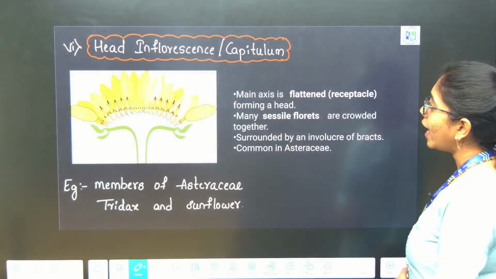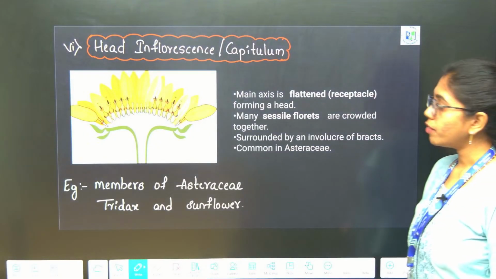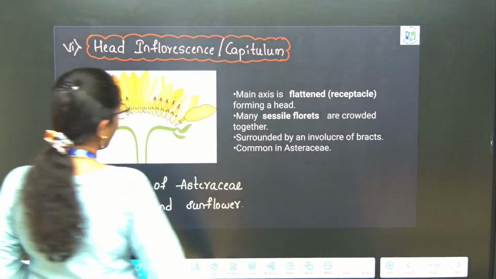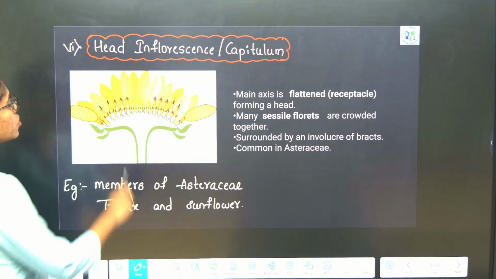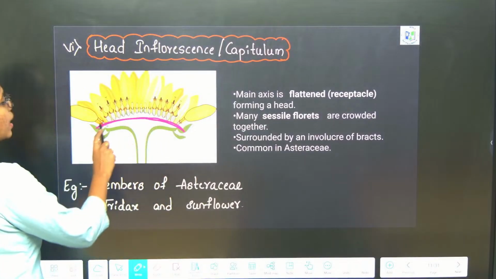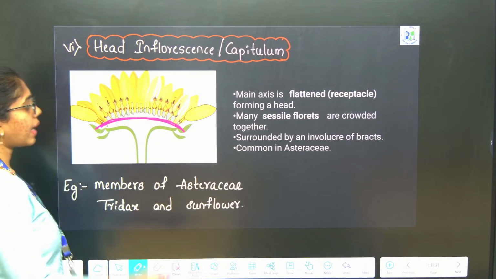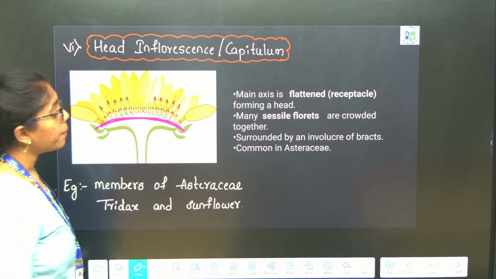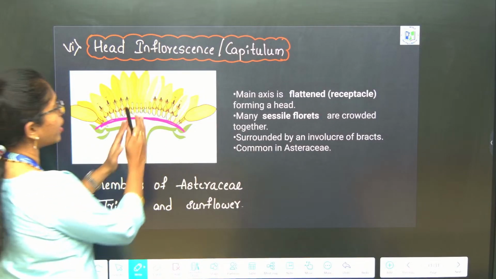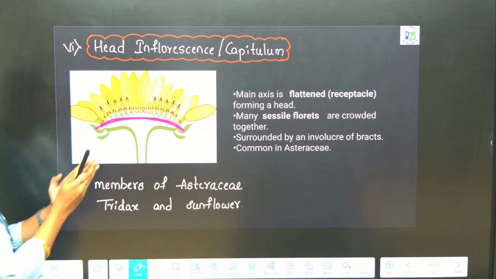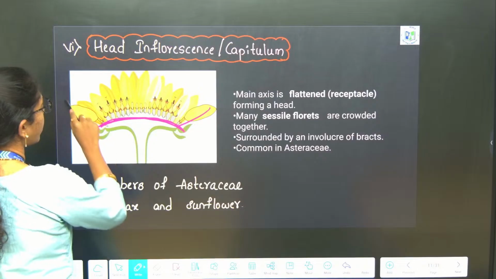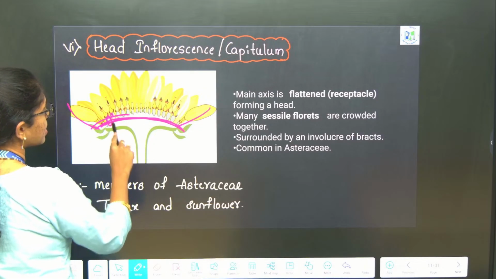That's it. Next. Head or capitulum, which is most common in Asteraceae family, wherein the main axis is flattened and receptacle like structure like this. This forms a head. Many sessile florets are crowded together like this. They are surrounded by involucre of bracts, like this.